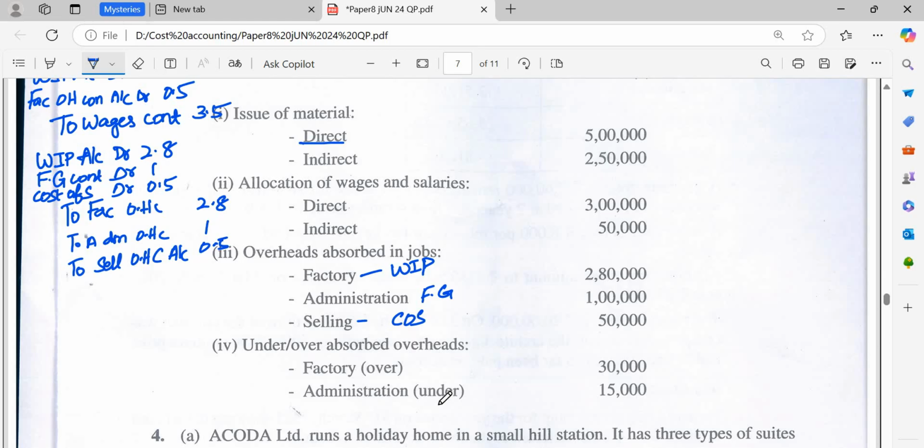If it is under absorbed, that means we have recovered the overheads very less, so we need to charge this in P&L. So remember, if it is under absorbed, P&L account will be debited. If it is over absorbed, we need to give credit to P&L account. So for this administrative under absorption, we need to debit P&L account 15,000.